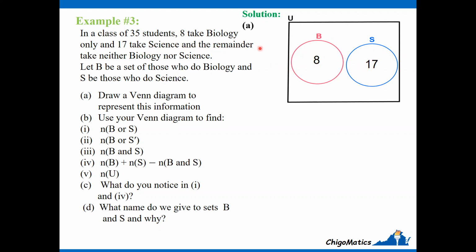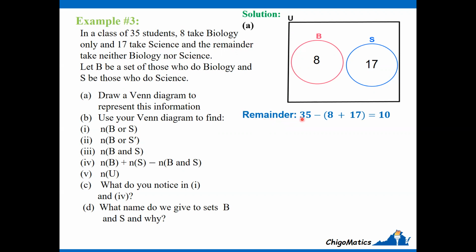What else do I need to understand? All I have to do now is to check. I'm told of those 8 doing biology and 17 doing science. If I add these 2 numbers, are they going to give me 35? If they don't, then there are students in that class who are not taking biology nor science. Therefore, like they said, the remainder take neither biology nor science.